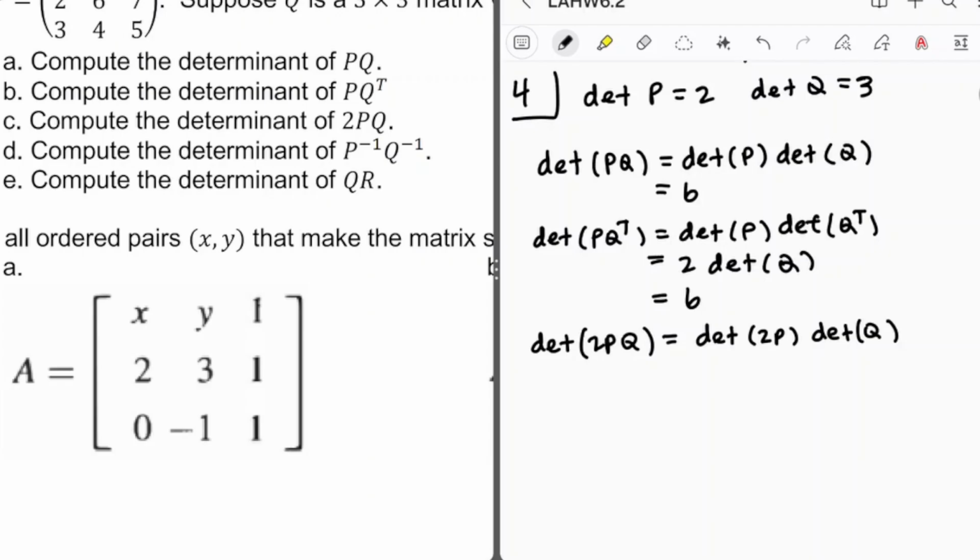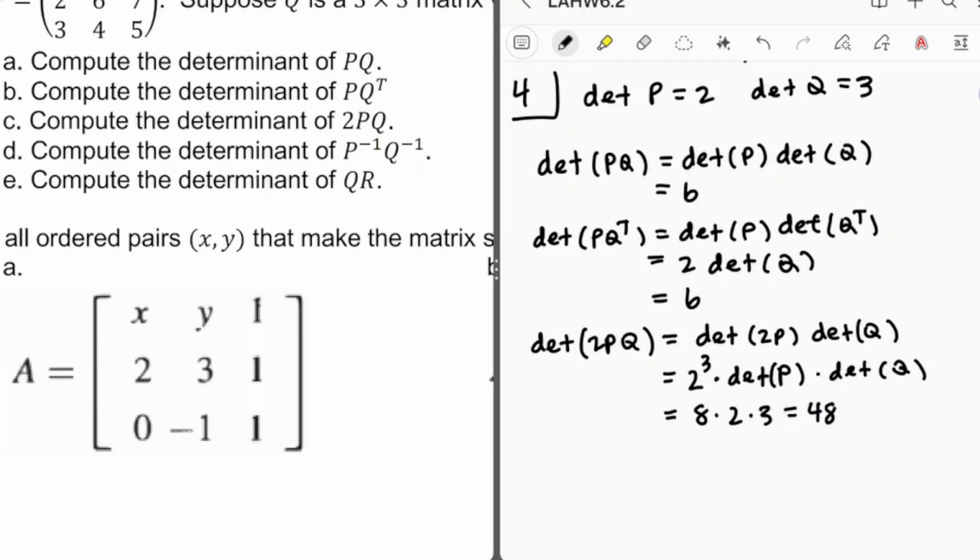Okay, so that's going to equal 2 to the third, because P is a 3 by 3 matrix, multiplied by the determinant of P, multiplied by the determinant of Q. And so that's going to be 8 times 2 times 3, and that would be 48.